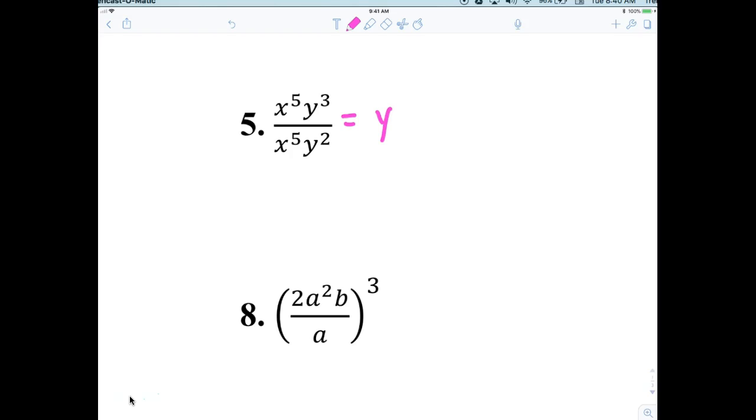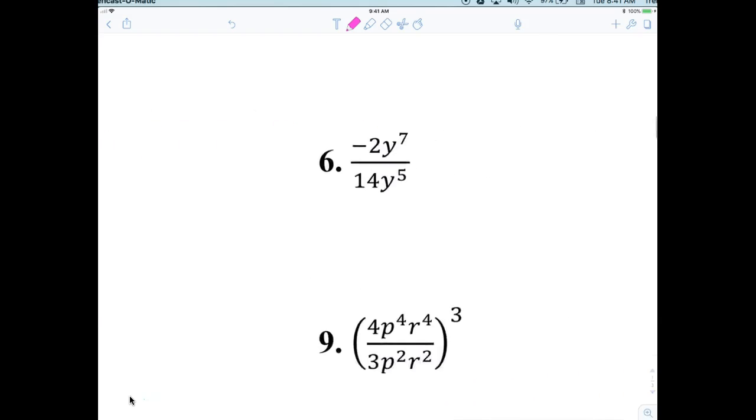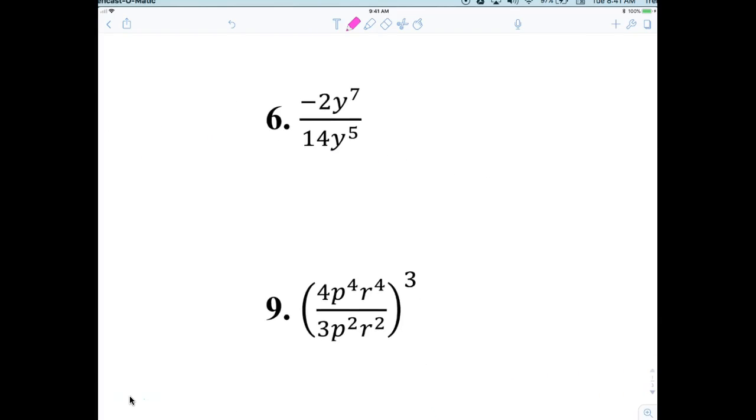What happens to x to the 5th and x to the 5th? Cancels. Now, listen, I want to make sure you understand me. It doesn't cancel to a 0. It cancels to a what? 1. Anything divided by itself is what? 1. But 1 times anything is whatever that thing is. Everybody with me? All right, we're not canceling to 0. All right, number 6. Now we reduce fractions.